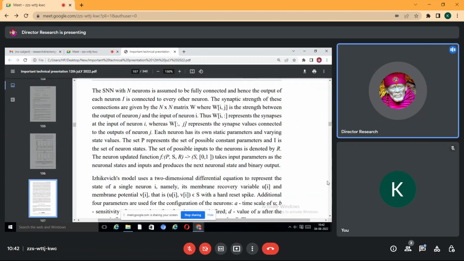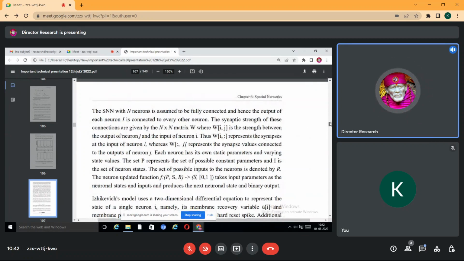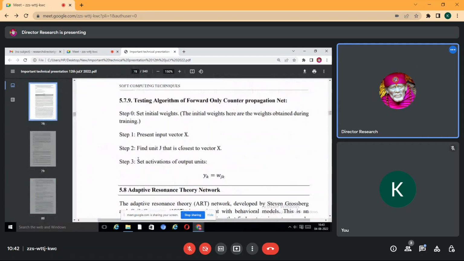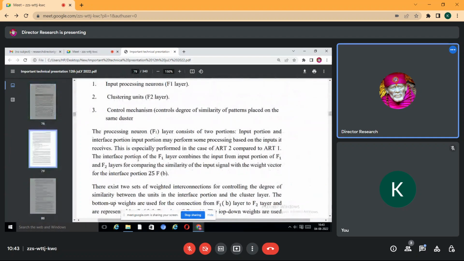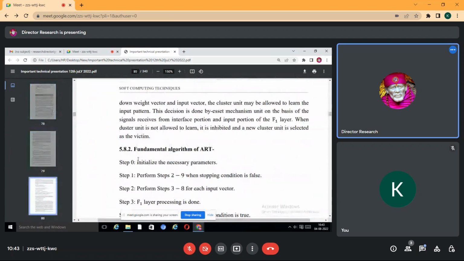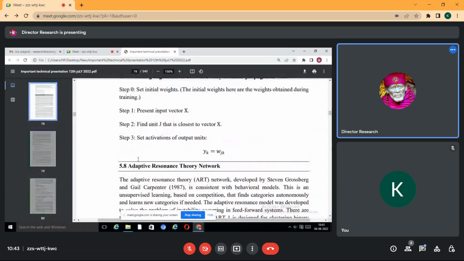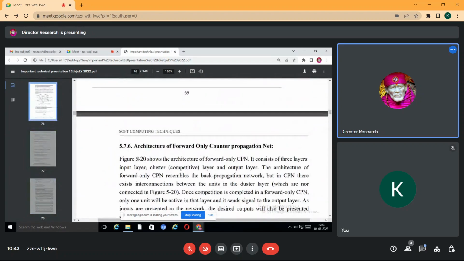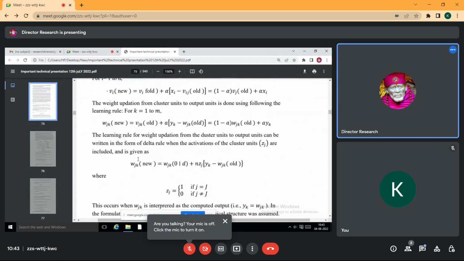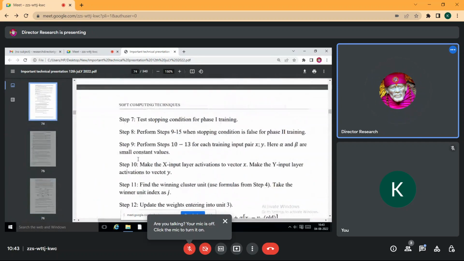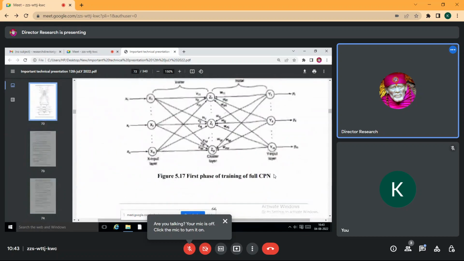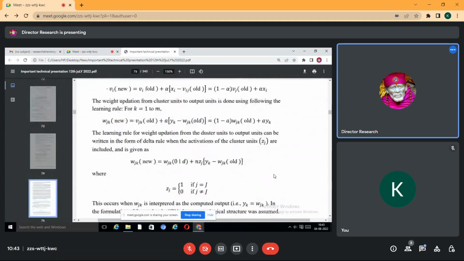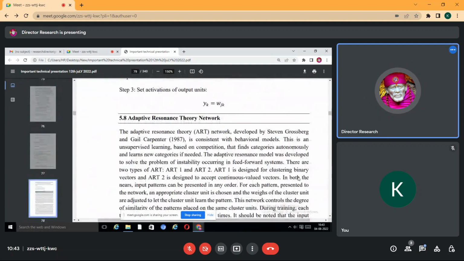Suppose we take our previous network concept into here. Just now explain that concept. Supervised learning network. You can apply the concept here.